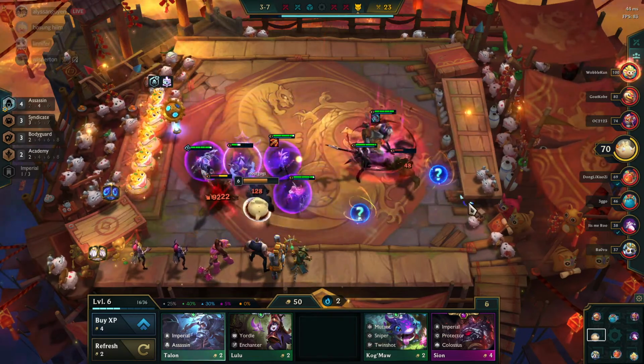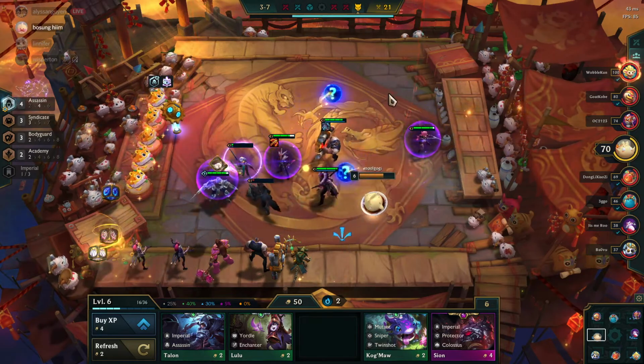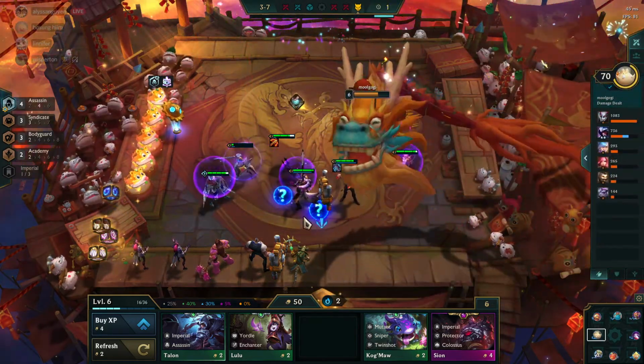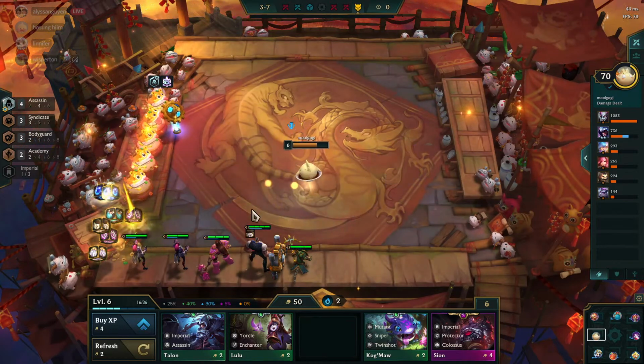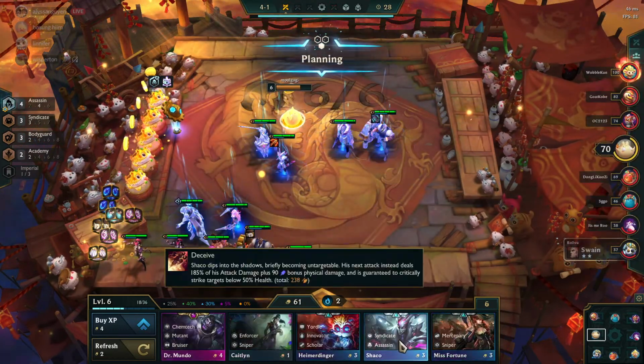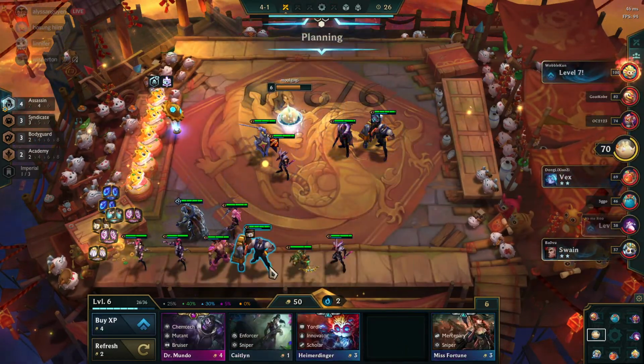First Strike steals that Baron every time. Wow, they're not gonna walk. They should still get it. No, I think C9 might have a chance off that recall timing. We'll see.